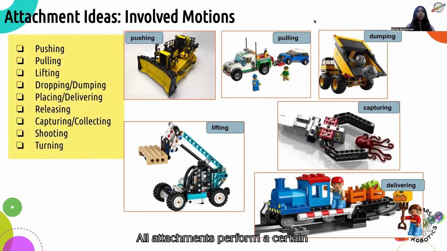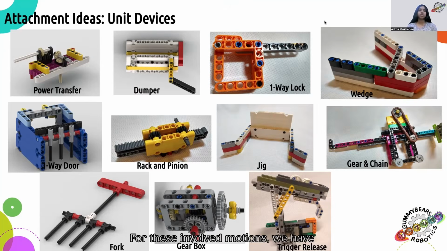All attachments perform a certain involved motion. This can be pushing, pulling, lifting, dropping, dumping, or collecting, and there's many more. For these involved motions, we have created different types of attachments, such as a power transfer module, a dumper, gearbox, rack and pinion, or a one-way door. Those are the ones you'd probably use the most during this year's season.